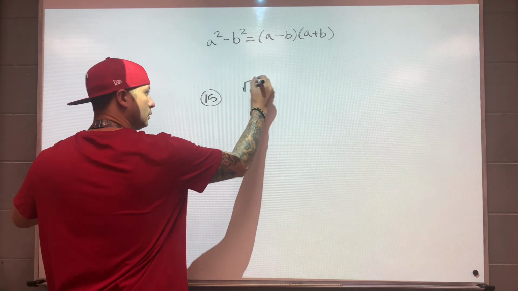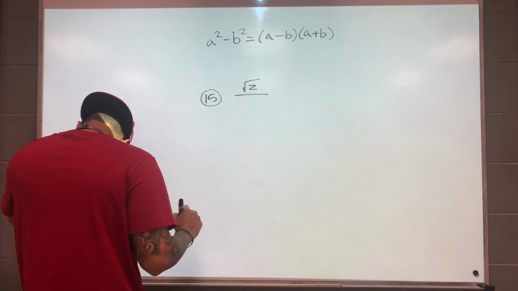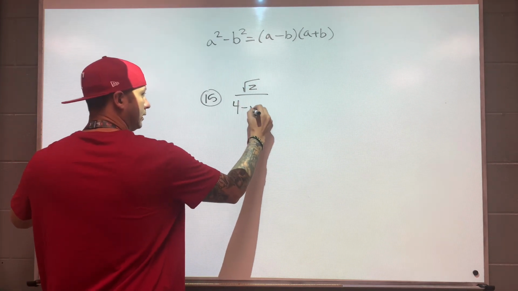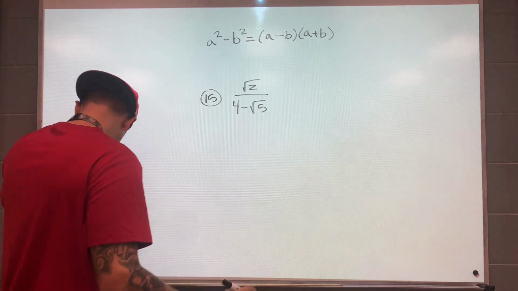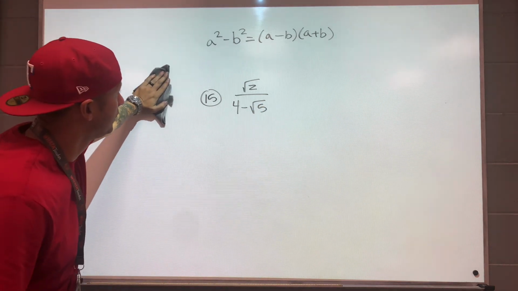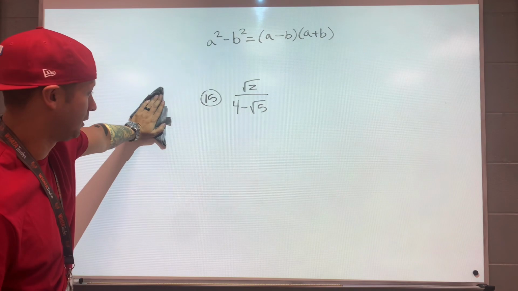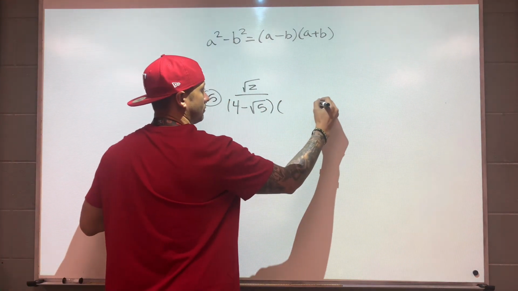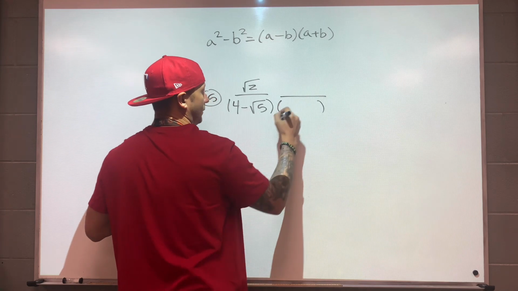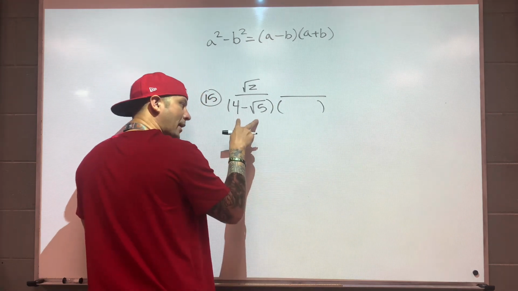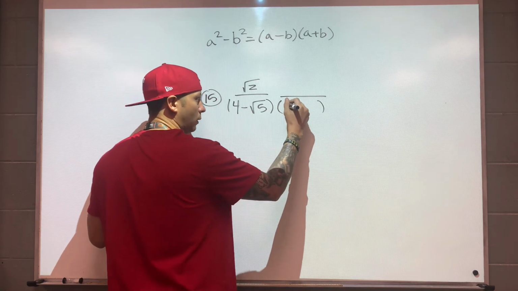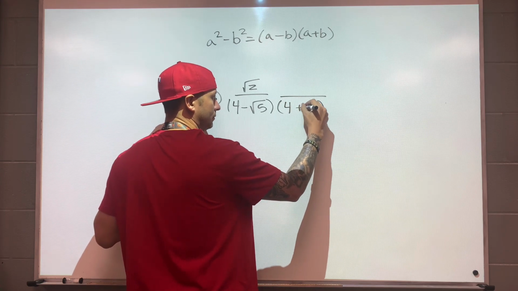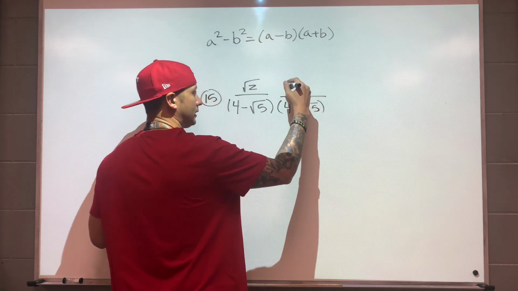Number 15: root 2 over 4 minus root 5. Okay, we have square roots everywhere, so I'm going to multiply by the conjugate. Anytime you have a binomial on the bottom with a square root, it's always the conjugate. It's kind of the point of the exercise.